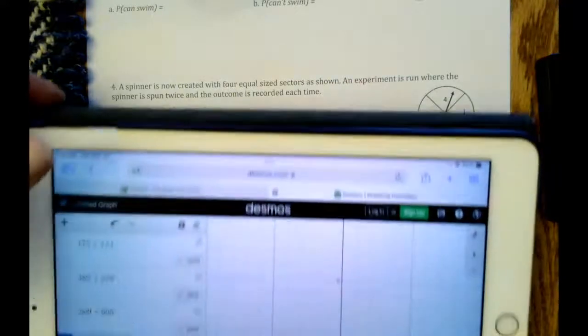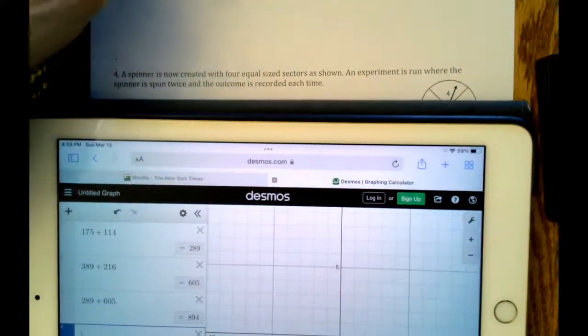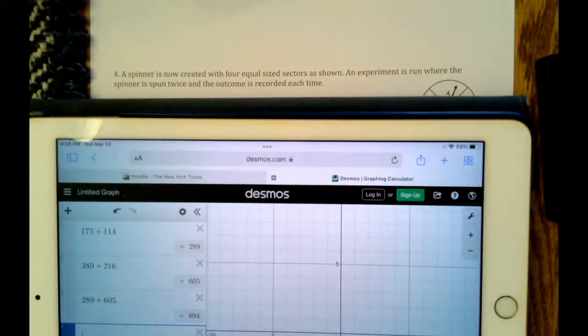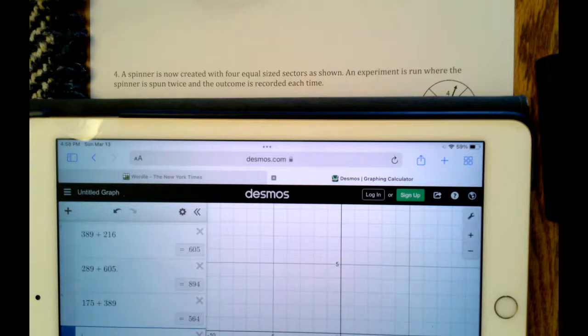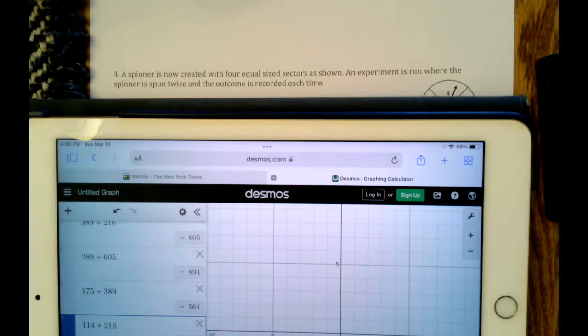I also want to look at the boys, the 175 plus 389, which is 564, and the 114 plus 216. I probably did more work than I needed to, but I'll fill those numbers in.